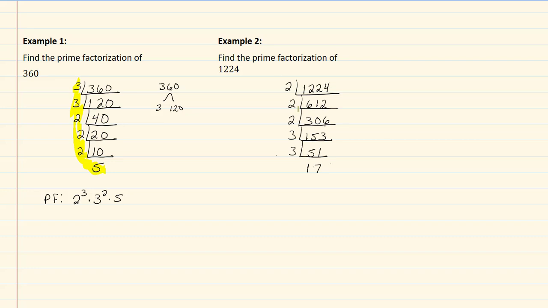And again, we're looking at these numbers out here. These are all my prime numbers. So when I write this out, I want to write this as 2 to the third power times 3 squared times 17. We generally write these in order from lowest to the highest, but it doesn't have to be that way.